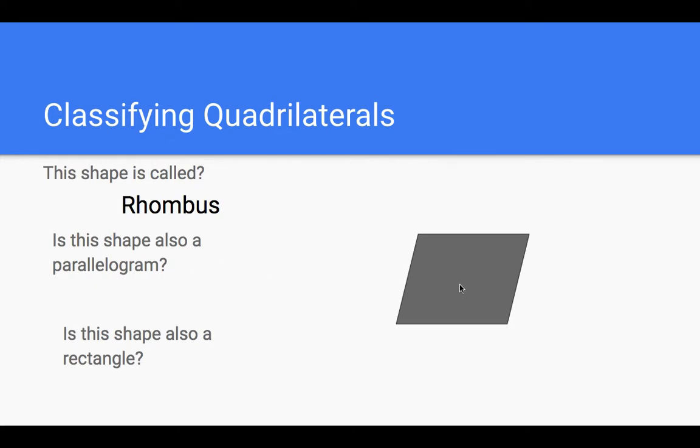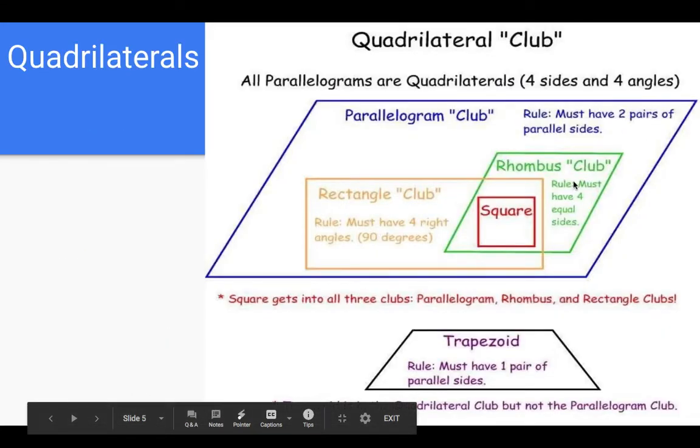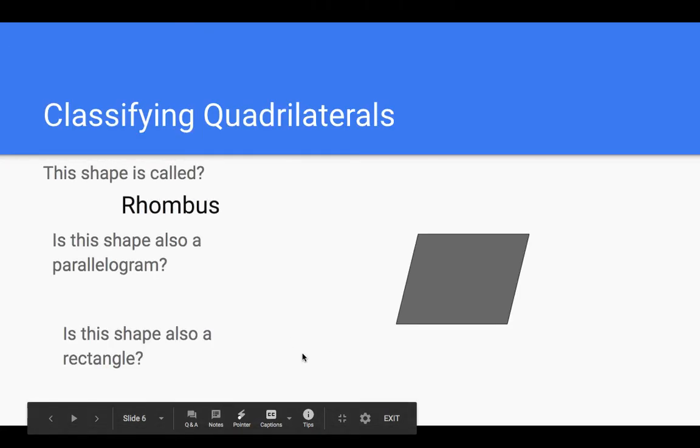Is it also a parallelogram? Let's look at the clubs again. Is a rhombus a parallelogram? Yes, the rhombus is in the parallelogram club. So yes, a rhombus is also a parallelogram. Is it also a rectangle? Well, looking back at that slide before, we saw that a rectangle had 4 right angles. This does not have 4 right angles, so no, it's not a rectangle.